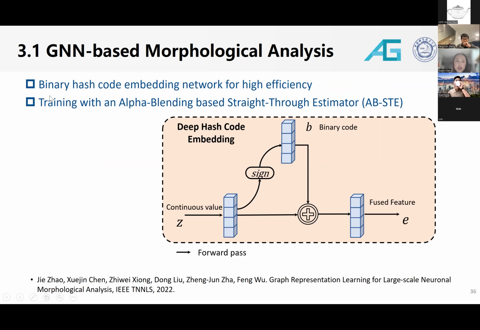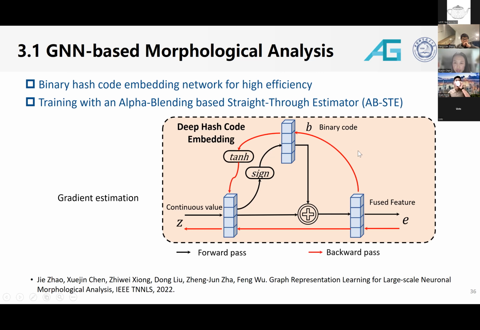So we design a second part of the morphological representation network called the binary hash code embedding network for high efficiency. But the difficulty is, how can we train this binary code together with the graph neural network for morphological representation? Well, we design an alpha blending strategy based on the straight-through estimator.